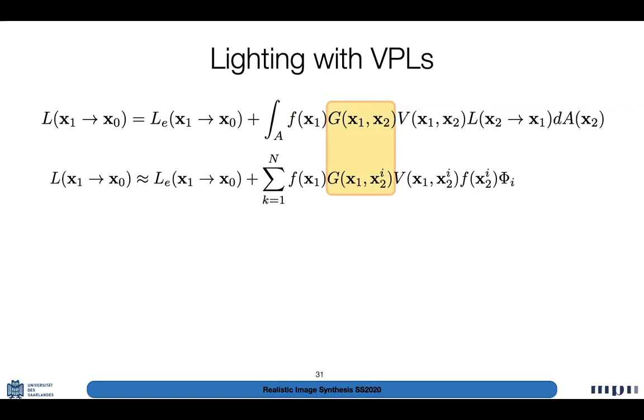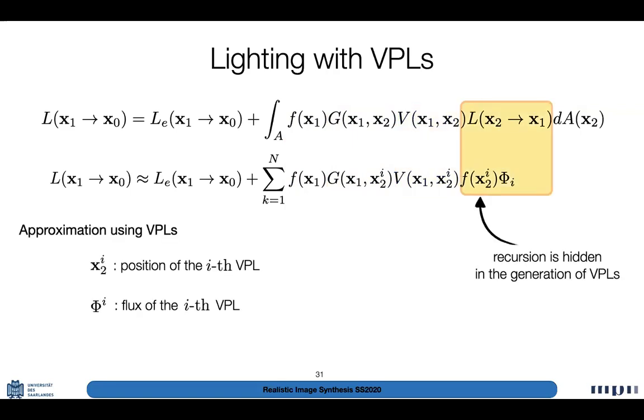So it's just that at a particular vertex k, what is the geometric term with respect to x1? V is the visibility term. And now we have hidden the recursion term in the BRDF at the point x2, which is now treated as the light source, and the phi term, which is the flux coming at that i-th VPL, which we assume as a VPL now. So we consider both the BRDF and the flux coming there.